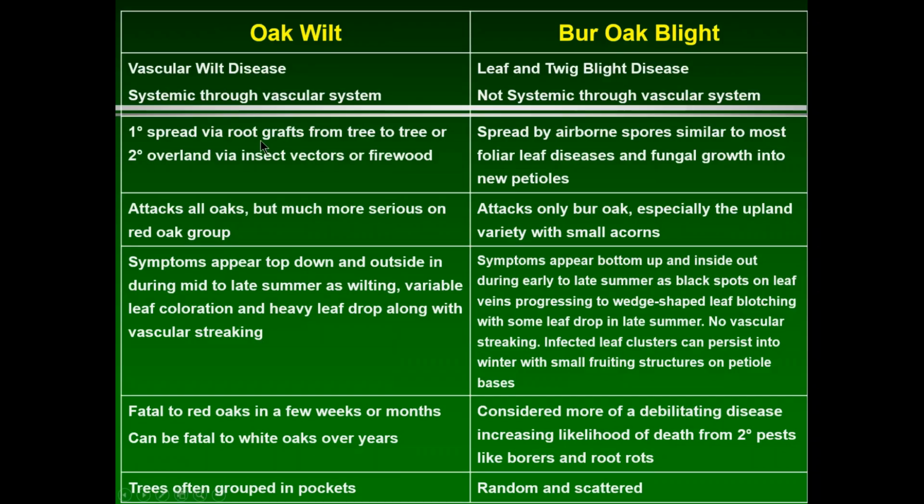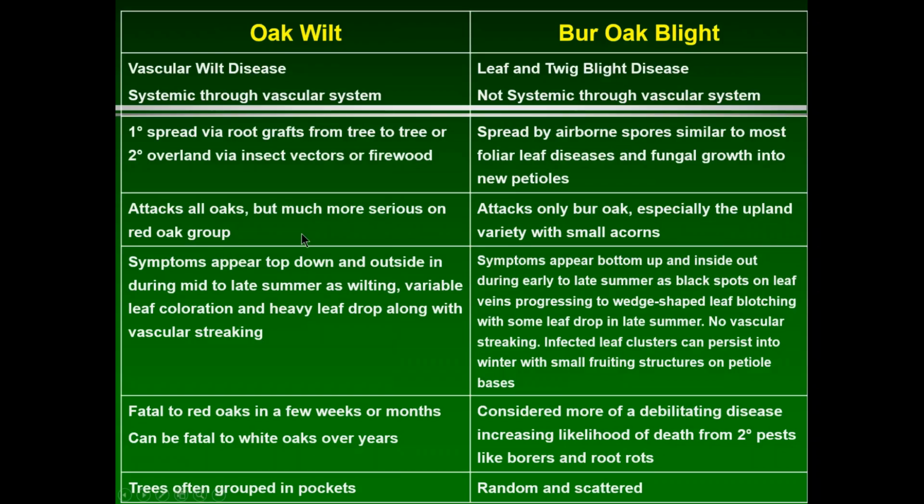Oak wilt is spread via root grafts from tree to tree. It can be spread overland by insect vectors such as bark beetles or sap beetles. When we're talking about Bur Oak Blight, we're really talking about the spread of airborne spores, similar to most foliar type diseases, and then fungal growth into the new petiole. So the disease is spread a little bit differently.